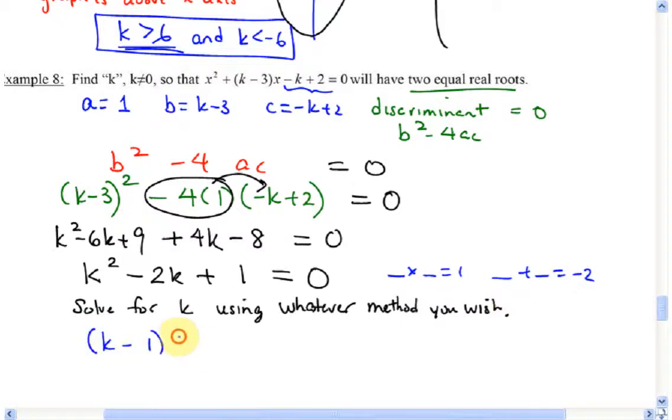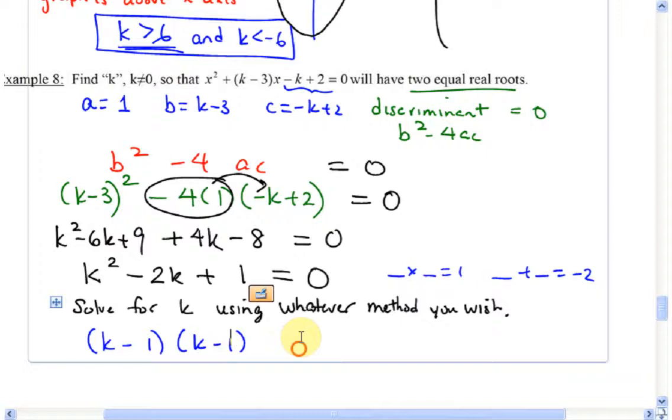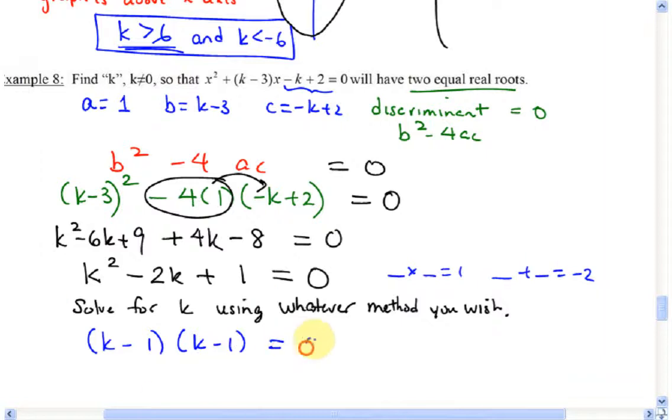K minus 1, K minus 1 equals 0. So, oh, look at this. What values of K do you have? K just equals 1. So the only value of K which will make that ugly expression at the top have two equal roots is if you were to plug in K equals 1 in all of those equations. Okay?